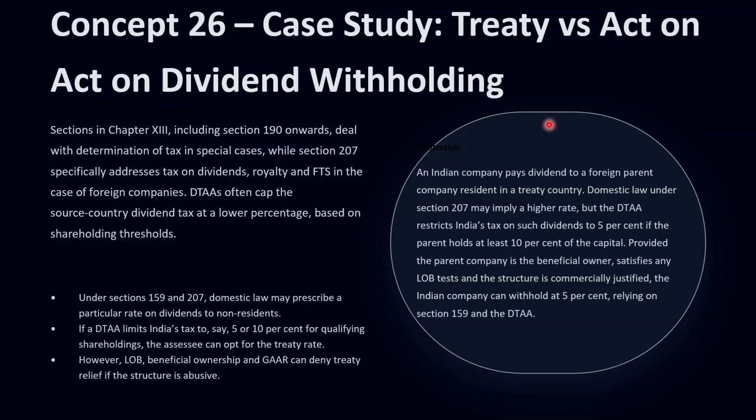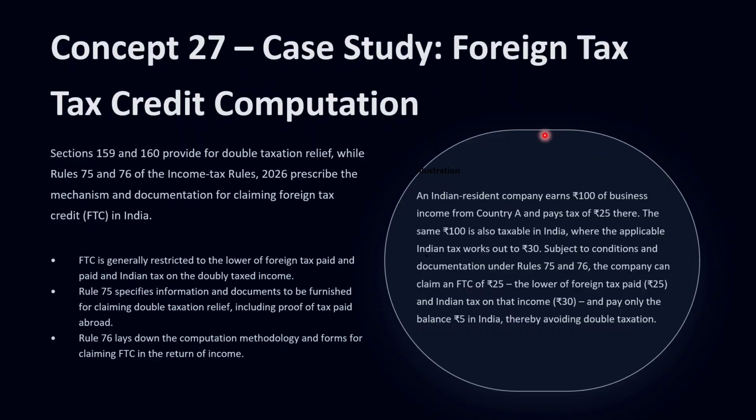So here, an example can be a holding company with real offices, employees, and decision making in the treaty country, directly holding a significant stake in India and meeting the LOB test. So here a 5% treaty rate is usually defensible at the time of withholding tax deduction. So this is our concept number 26. Let's move to the next concept.